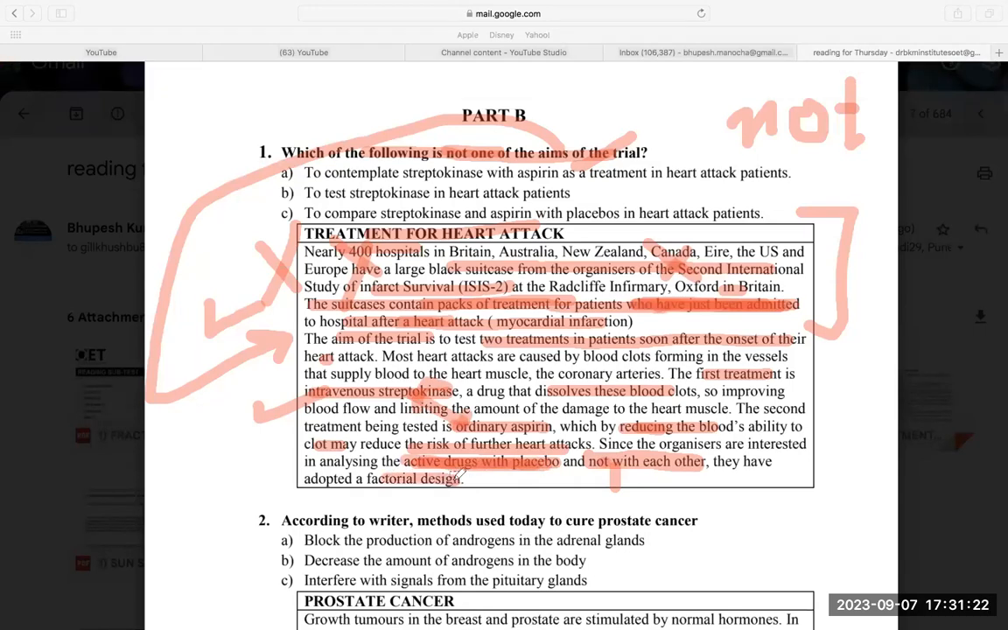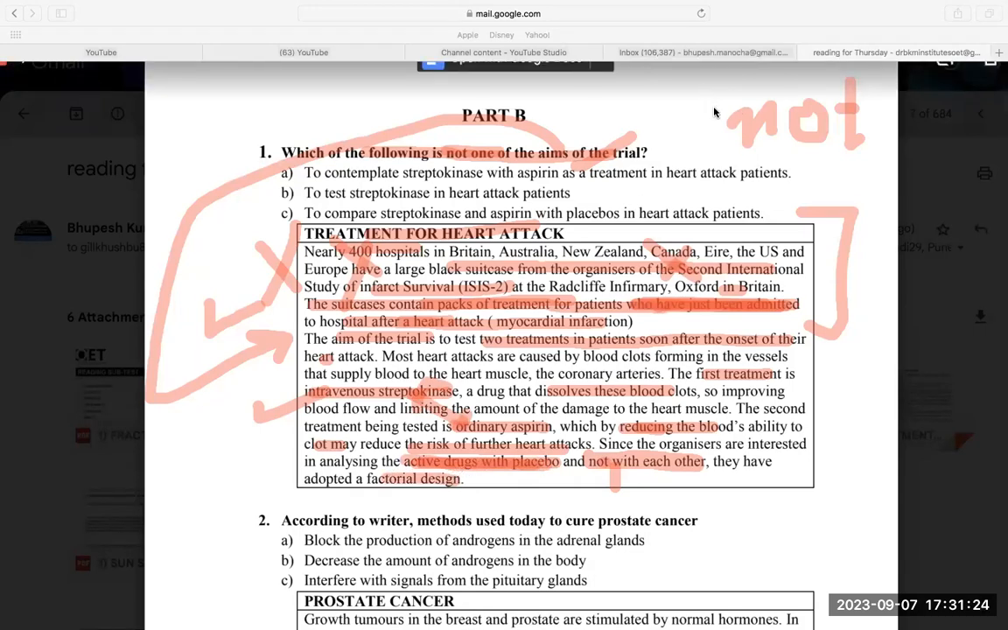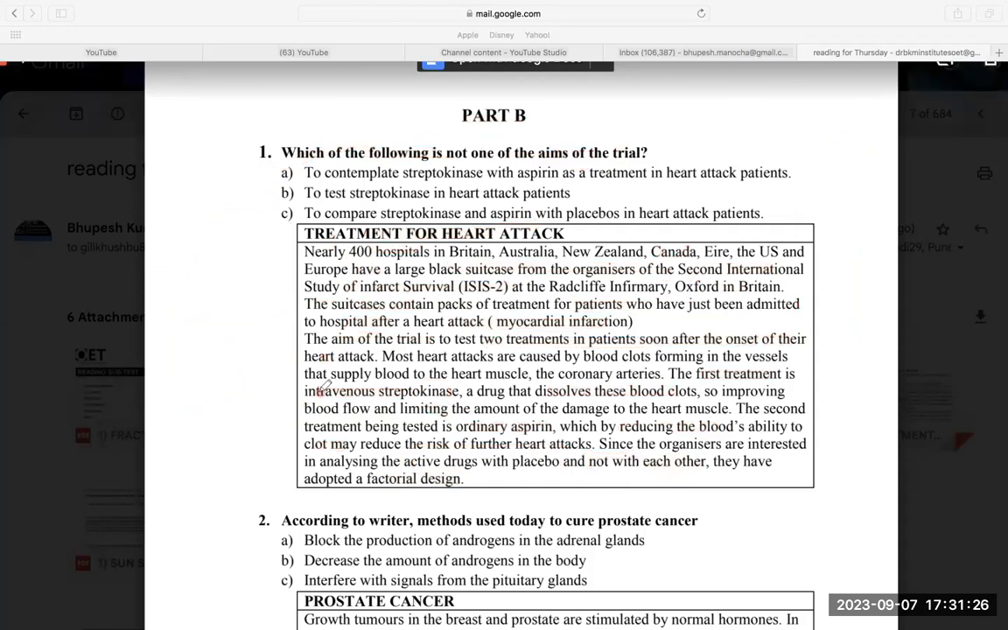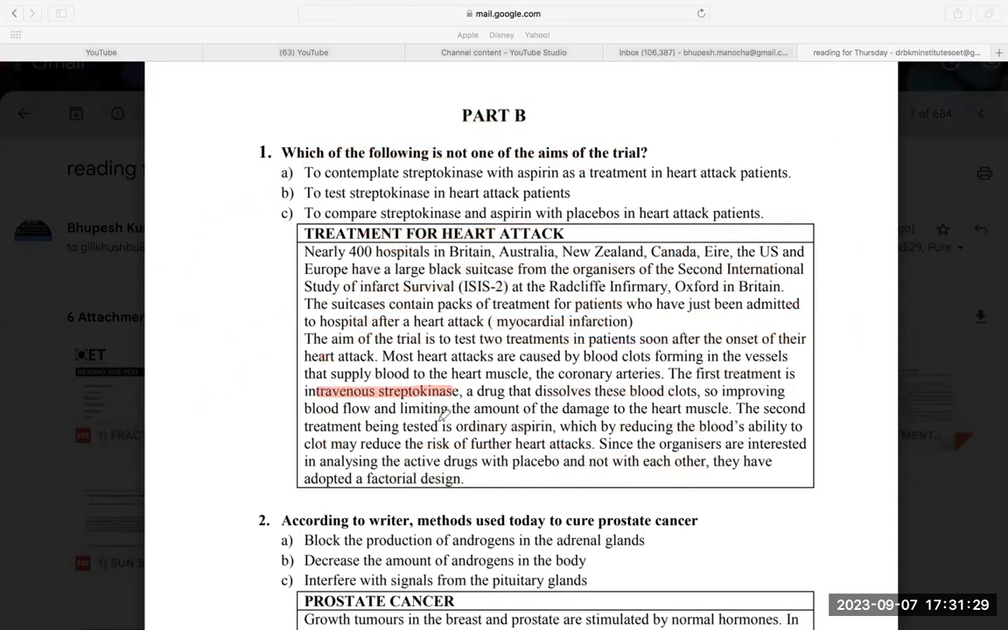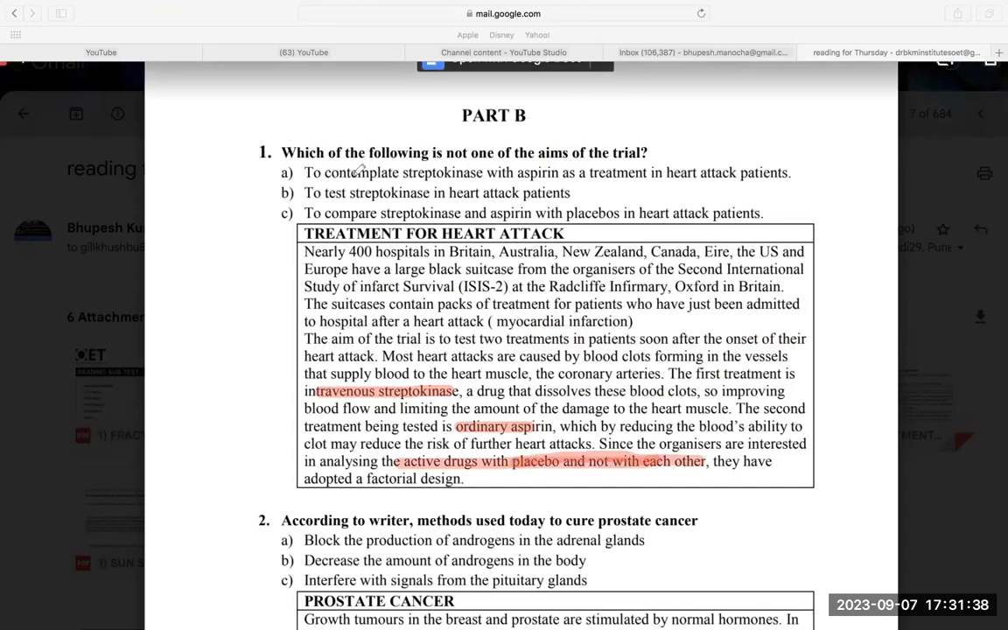They have adopted a factorial design. So I've got the paragraph nicely. These are my keywords: IV, then ordinary aspirin, and analyzing the placebo and not with each other. This is the aim of the trial. This is the main aim. So to contemplate streptokinase with aspirin as a treatment, no, I don't think so. But the word contemplate is a little tricky for me. If they said compare, then 100% my answer is this.